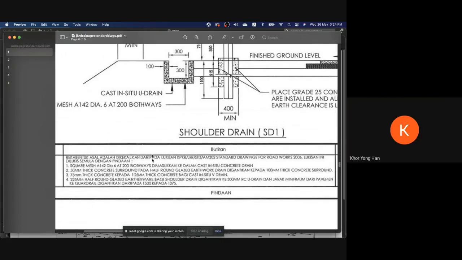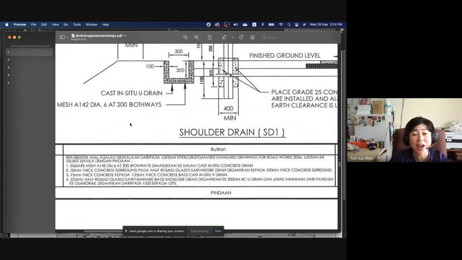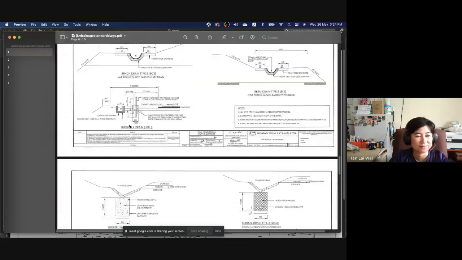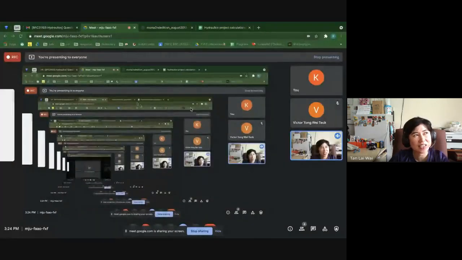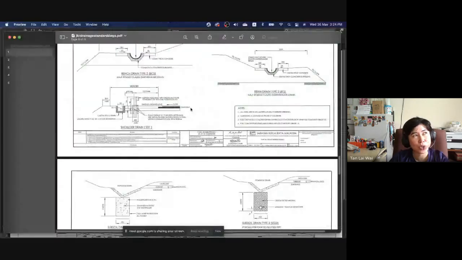It's the width. The width should be diameter because it's half round, right? So it's the diameter. If it's radius, that means the width would be 450, which is quite large already. So it's a diameter. All right. All right, doctor.